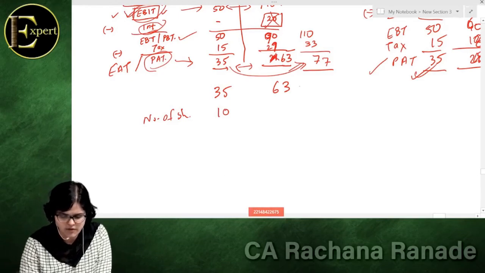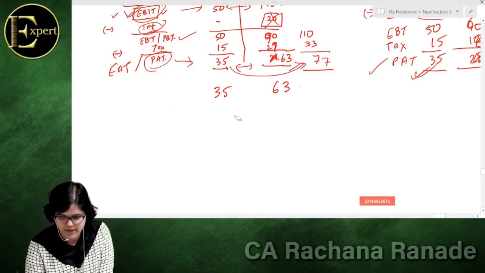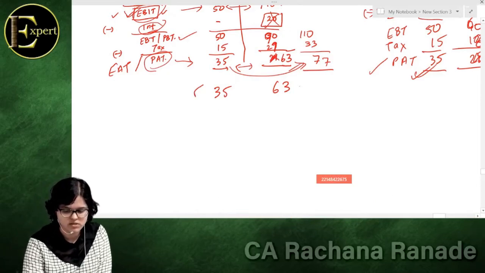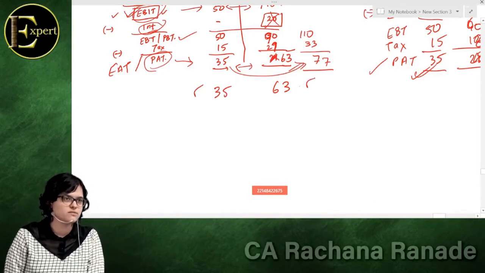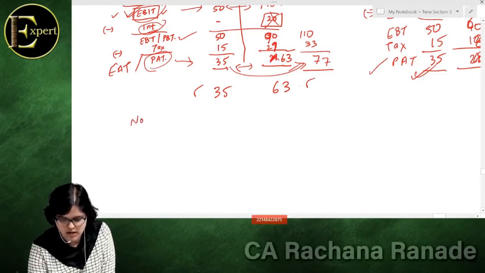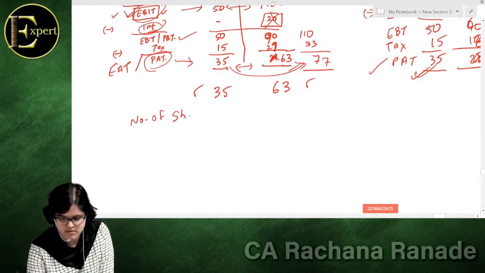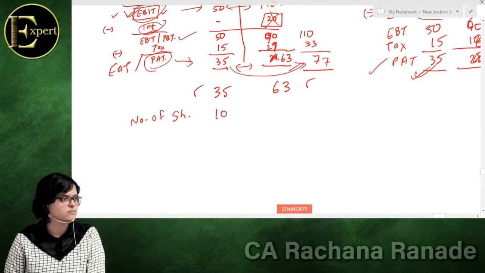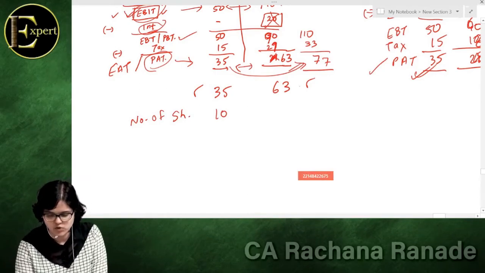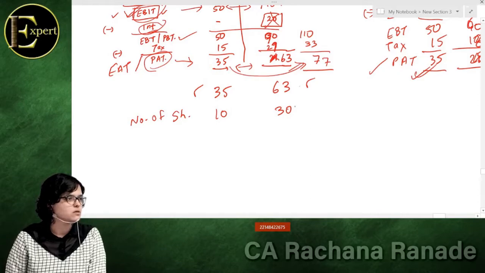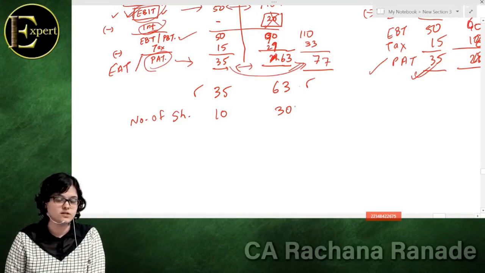Okay, acha, in our original example, which company was better, by the way? A or B? B was better because A was earning how much? 35. B was earning 63. Now let us understand, if I say that total number of shares that this company has is, let us say, 10, and B company has total 30 shares.